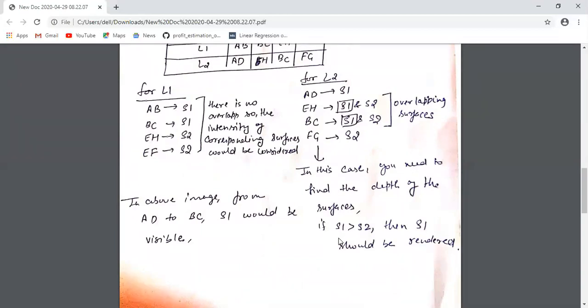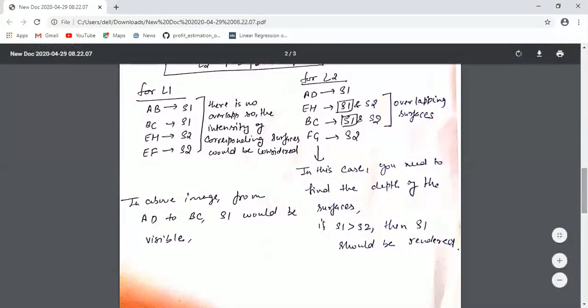If we consider that a lesser Z value is closer to the user, which depends upon the view direction, then the Z value of S1 should be less than S2. Please make the correction: if the Z value of S1 is less than S2, that means S1 is closer, then S1 should be rendered.